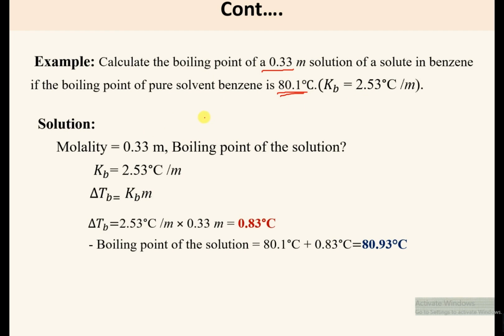So using this equation, change in T is equal to this constant times this molality. Now this is already given, 0.33 molar, times this constant.